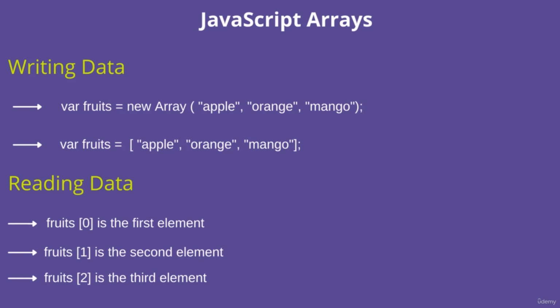Once you have defined the array, if you want to retrieve the elements separately, what you can do is write fruits, the name of the array, and then in the square brackets you pass the index. As I said earlier, index will start with 0. So fruits[0] will give you apple, fruits[1] will give you orange, and fruits[2] will give you mango. So let's see practically now how we can start implementing the concept of arrays.